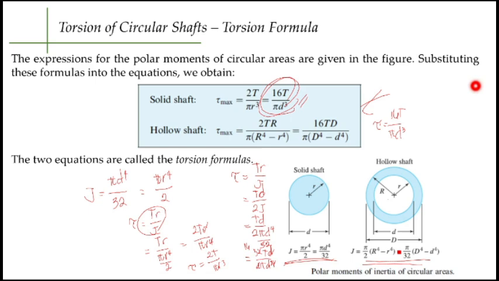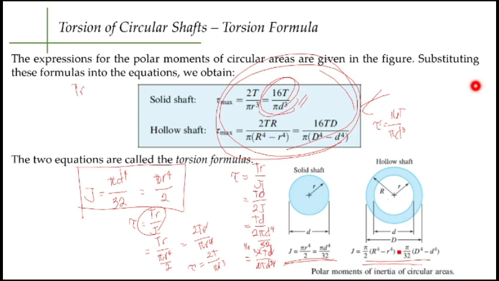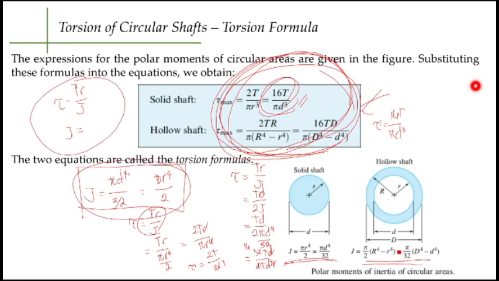If you tend to forget this formula, you just have to remember that the formula in the blue box is derived from TR over J, and J is equal to pi d to the fourth over 32, which is also equal to pi r to the fourth over 2. You don't have to memorize this one, you just have to memorize this and this one. Okay.